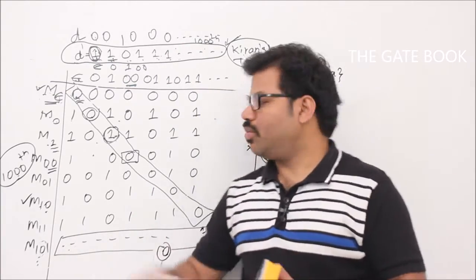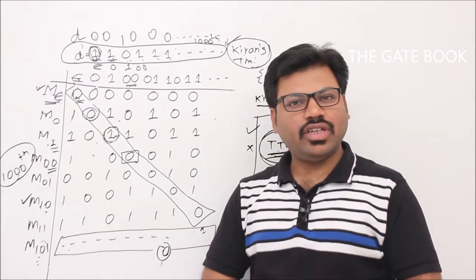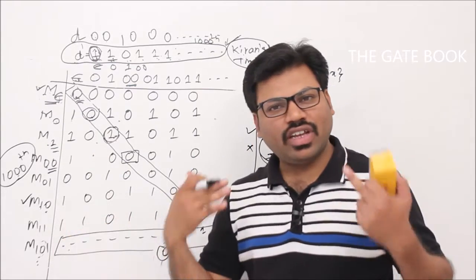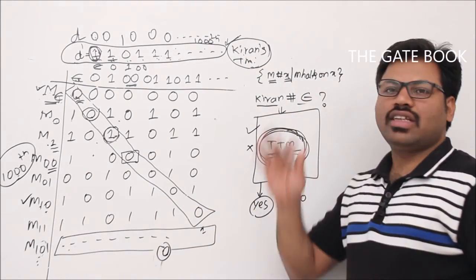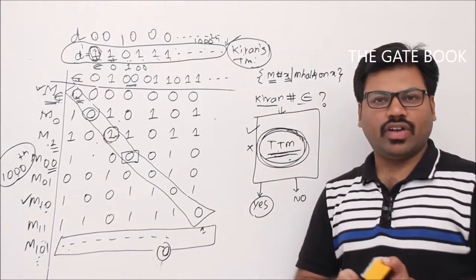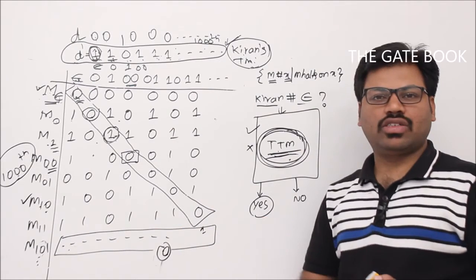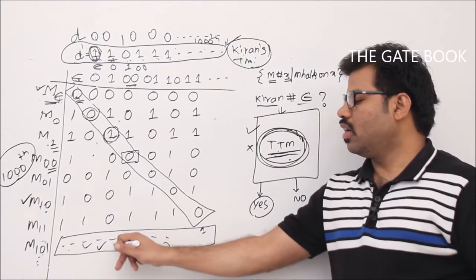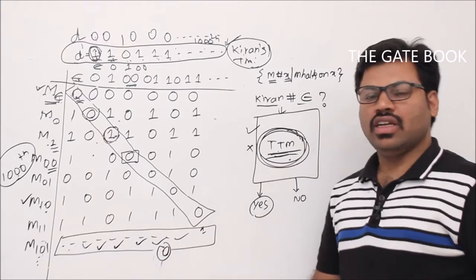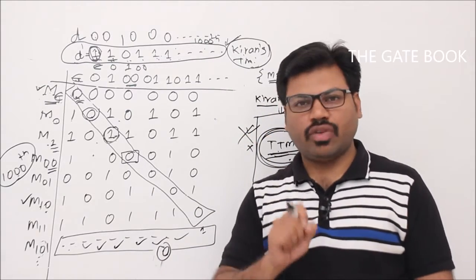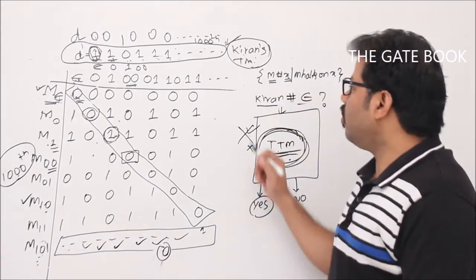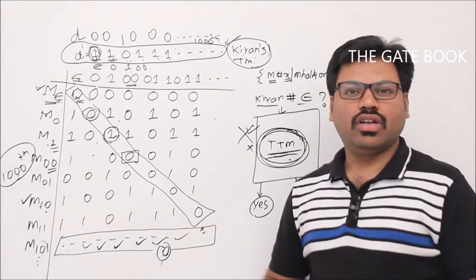So Kiran's Turing machine cannot exist here. That means Kiran's Turing machine doesn't have any row. But this fellow said that I can answer about anyone. Really, he can answer about everyone, so there should be a row for Kiran also. There should be information about Kiran. That means Kiran's information is missing. Then this total Turing machine was not able to answer at least one Turing machine's information. That's why the halting problem is undecidable.